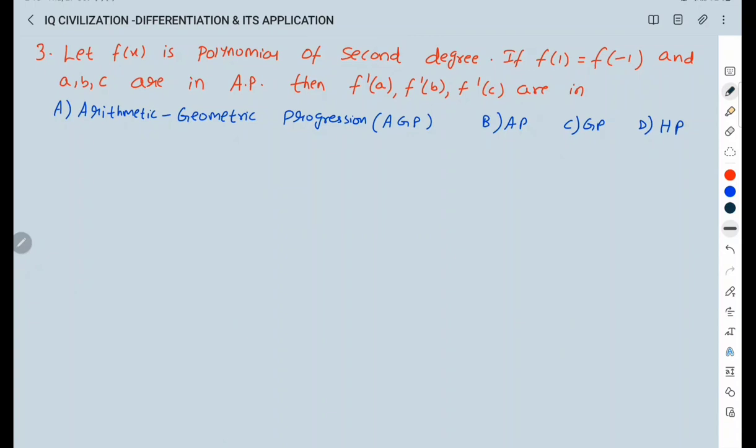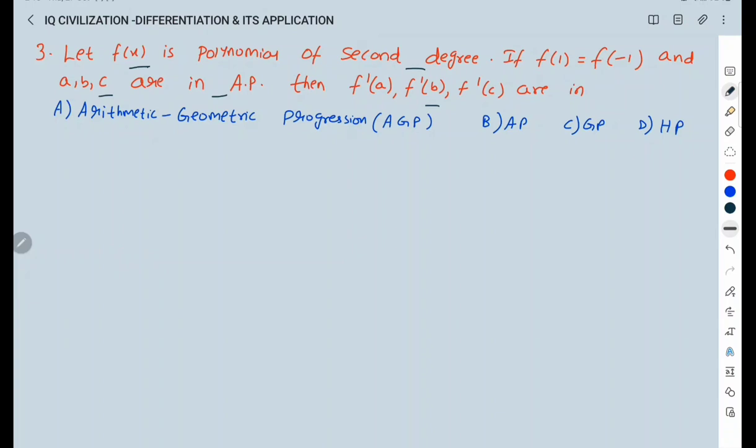Okay, here this is a static kind of question. Here f of x is a second degree polynomial, and f of 1 and f of minus 1 are both the same, and it is given that a, b, c are in AP. What are f dash of a, f dash of b and f dash of c?